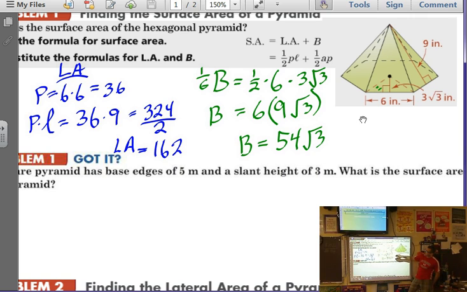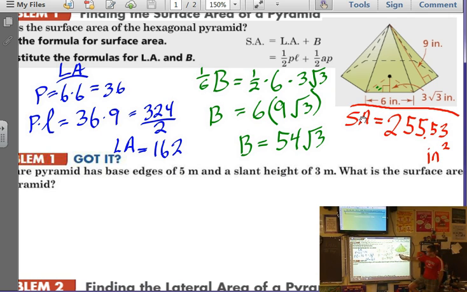Does it say rad form or decimal? It doesn't. Then we'll do decimal. For total surface area we get 255.53. Sorry, was it 255? And inches squared.